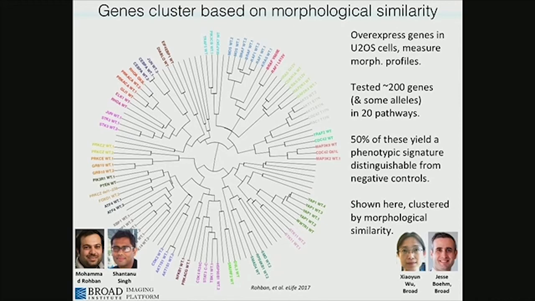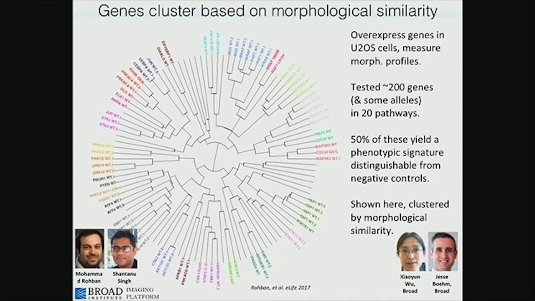First of all, I was shocked that half of the genes we tested yielded a phenotypic signature in this assay. Keep in mind, this is a single cell line at a single time point with just 6 stains imaged in 5 channels. It's a very simple assay, and yet half of the genes did something to the cells, something detectable.